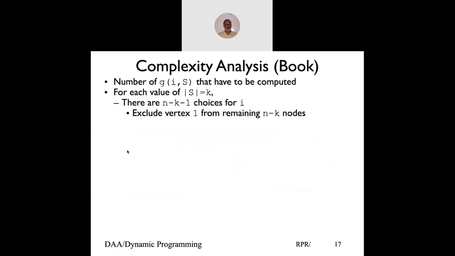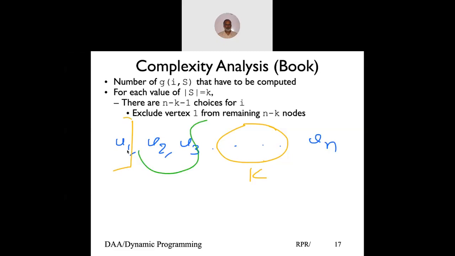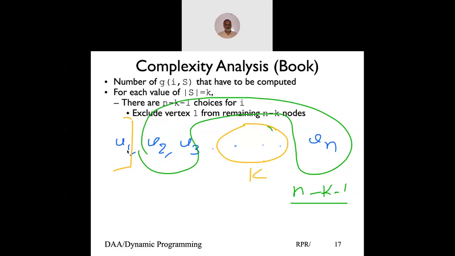If I have, let's say, vertex 1, vertex 2, vertex 3, up to vertex n, and I've chosen some k vertices. This is k vertices. I never use vertex 1 because we were starting from it. So the remaining vertices, this number of vertices is n minus k minus 1. For each set of size k, my choice is n minus k minus 1. And that is what basically I'm saying.